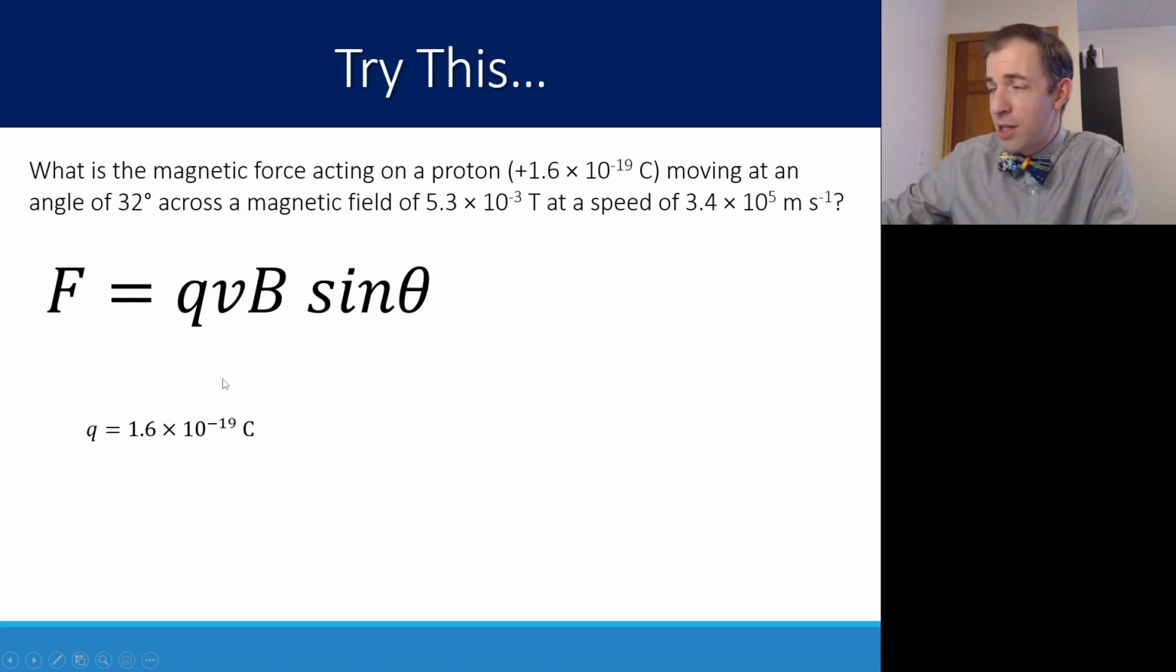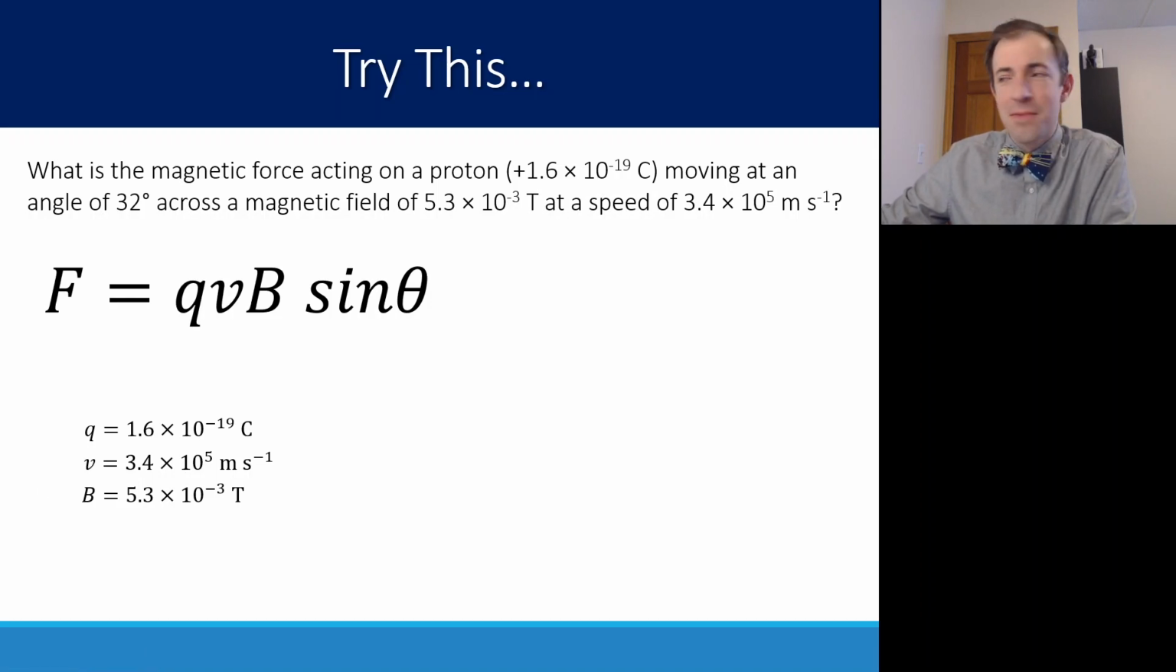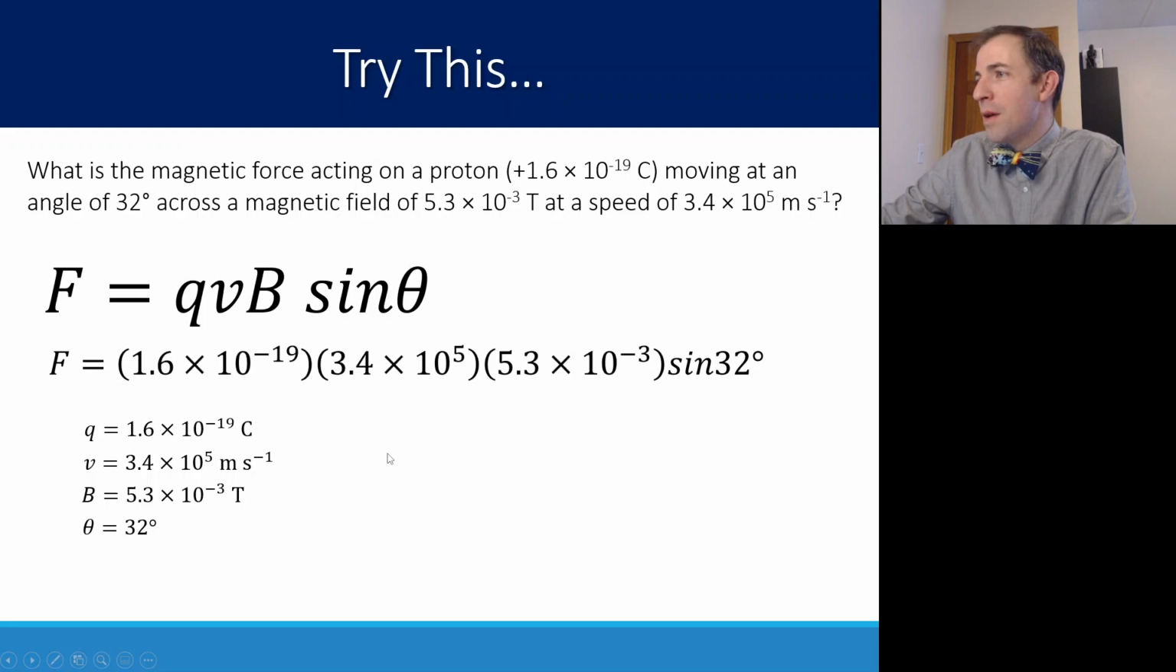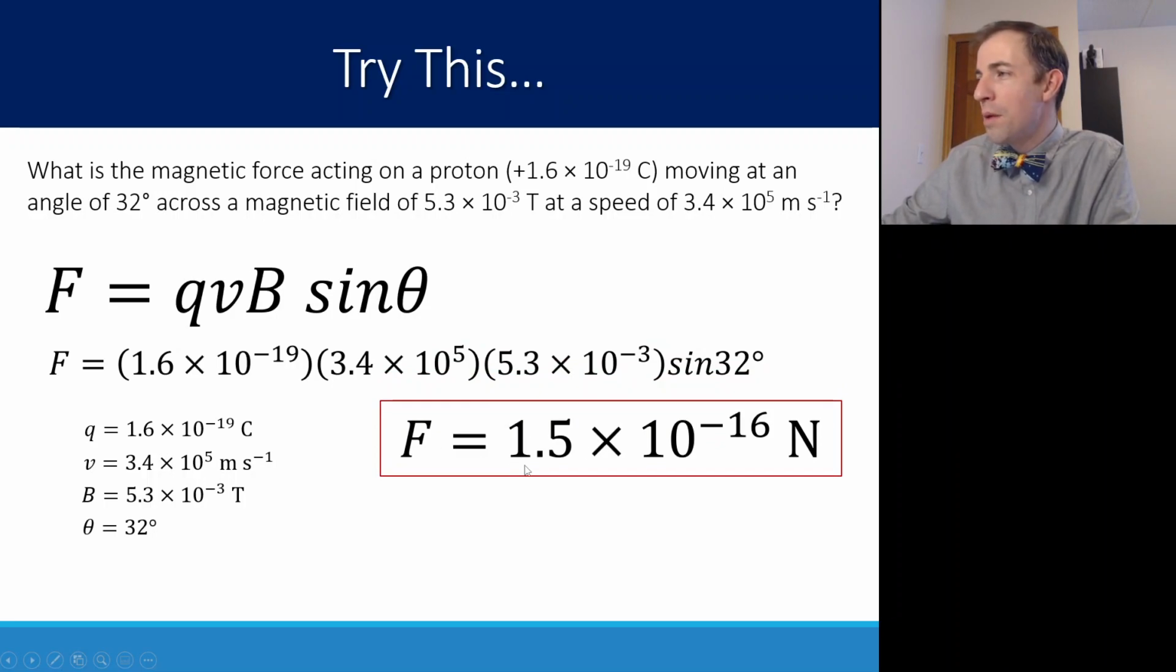Well, the charge here in this equation, Q, is 1.6 times 10 to the negative 19th. The velocity is provided as well, already in meters per second. The magnetic field is already in Tesla. And then all that's left for us on this right-hand side is the angle, 32 degrees. All right, when I plug all of that in, making sure that I am in degree mode, I will find that the force is 1.5 times 10 to the negative 16th newtons.